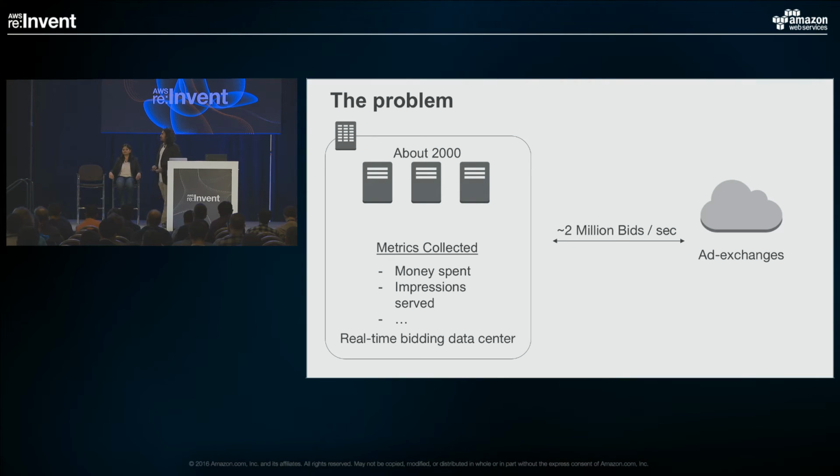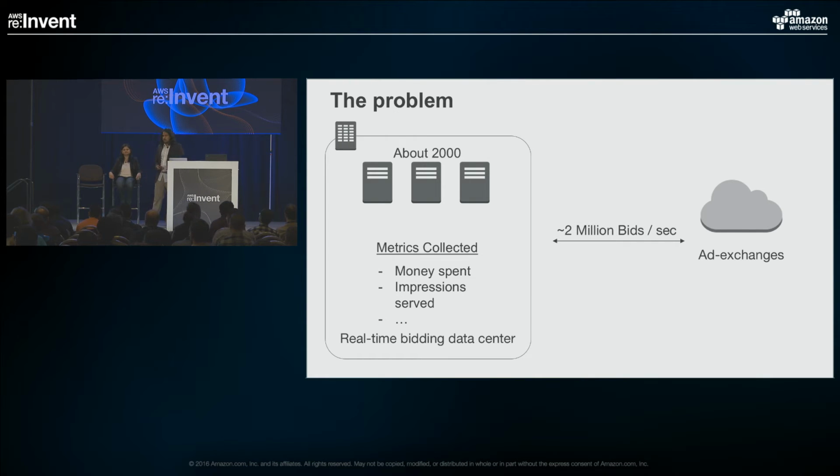So what is the problem that we're trying to solve? We have, like I said, these servers that we own that are performing real-time bidding on ad exchanges around the world to serve ads on lots of different websites. We have about 2,000 servers performing these activities, and they're dealing across them all with about 2 million bids per second.